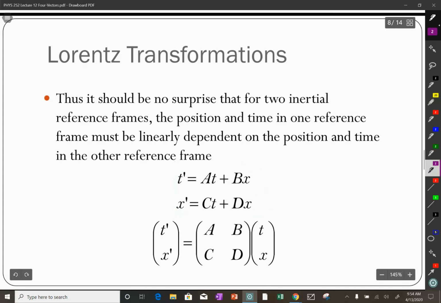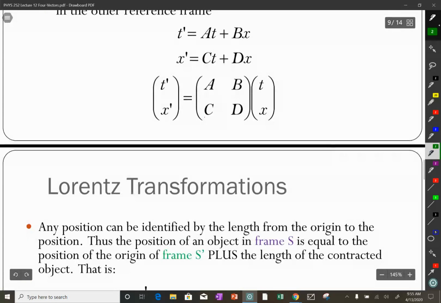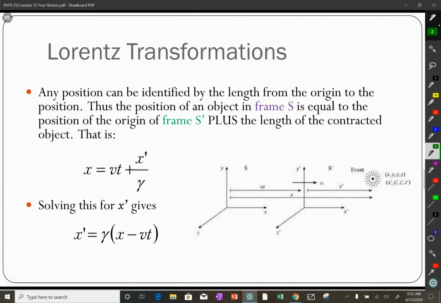Or using linear algebra, we can write that same set of two equations with t prime equal to at plus bx, and similarly, x prime is equal to ct plus dx. So this is just a representation of the same equations, but writing it in matrix form. Matrix form is easier for this kind of math. Now we're going to get out of matrix form, but we'll come back to it at the end.